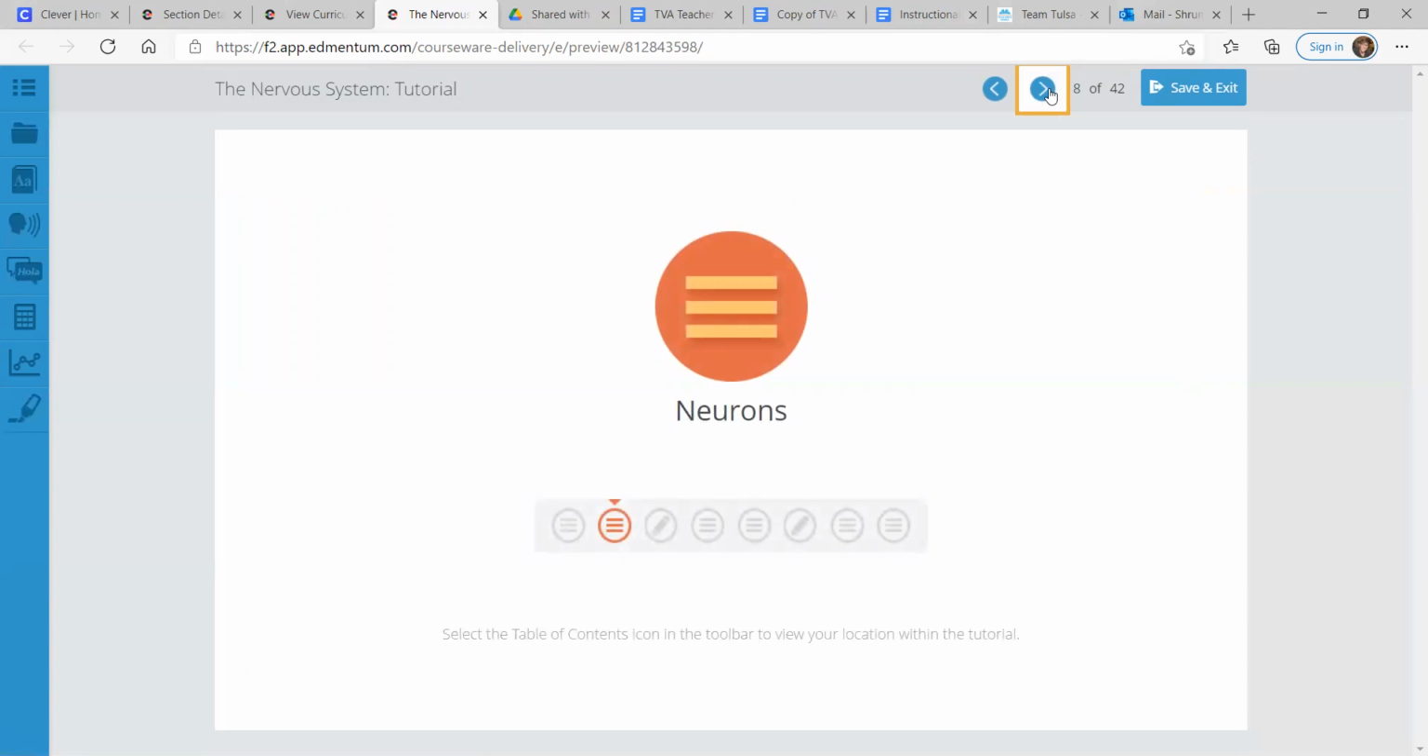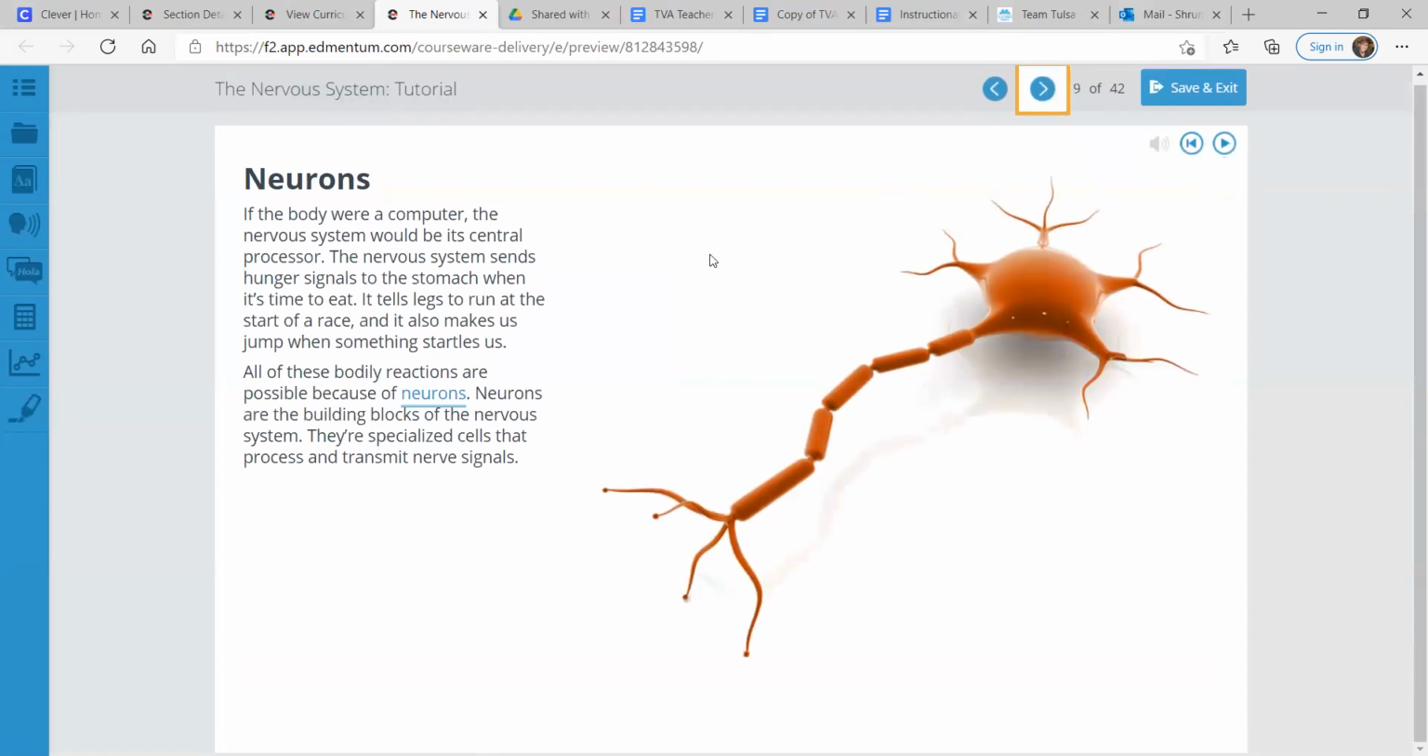And the first thing we're going to talk about is a neuron or neurons. So if the body were a computer, imagine your body is a computer, your nervous system would be the central processor. It sends signals to your organs when it's time for your body to do something. So hunger signals are sent from the nervous system to the stomach, and that tells you when it's time to eat. It makes you hungry.